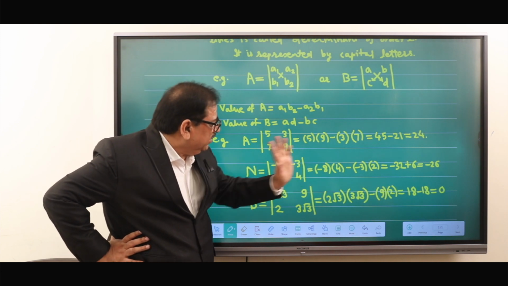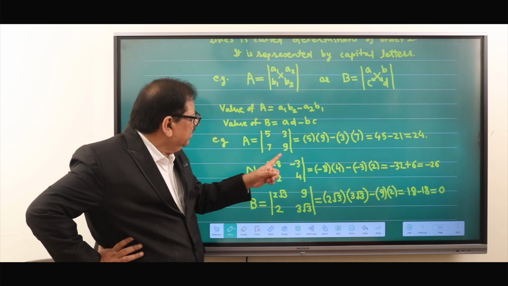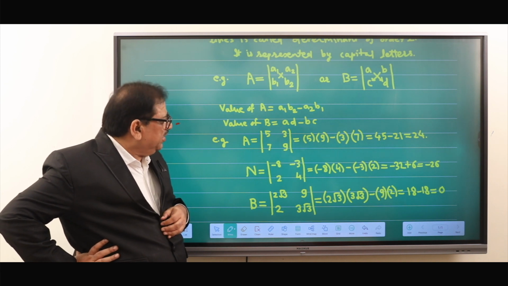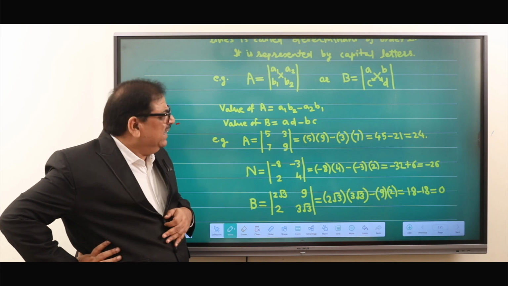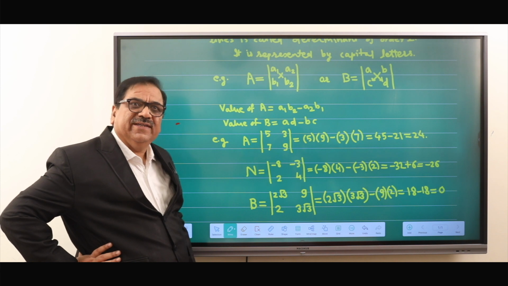This is the original formula, AD minus BC. Minus 8, 4. Minus 3, 2. Minus 8 into 4 is minus 32. Minus into minus, plus 3 into 2, 6. So minus 32 plus 6 is equal to minus 26.